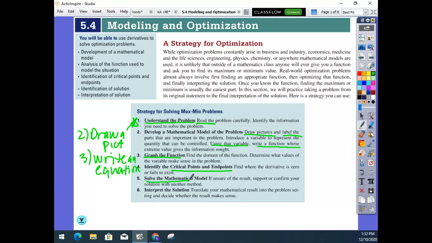So basically, we're going to be finding out if it is a max or a min by using our sign charts, and then interpret the solution and write a sentence to make sure you're actually answering the question.